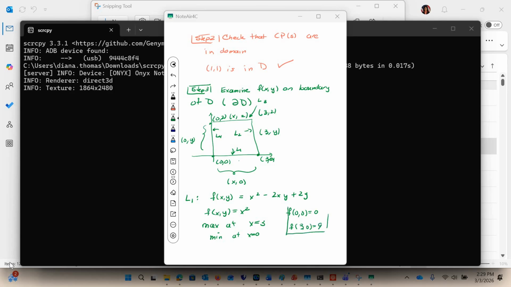Box that away. All right. I'm tired. You guys go out and do L2, L3, and L4. Find me where the maxes and mins along that line are going to be.